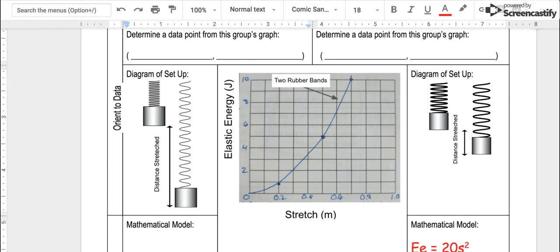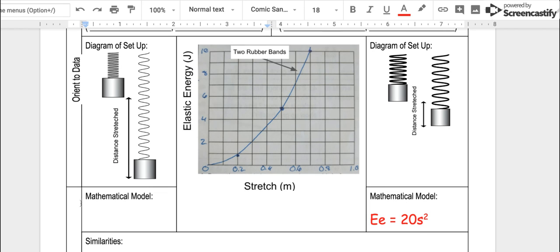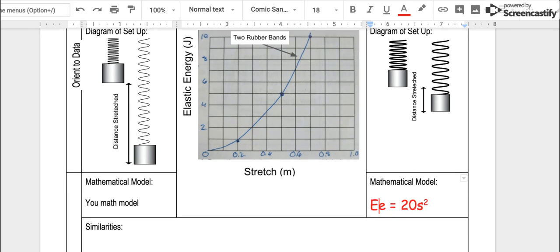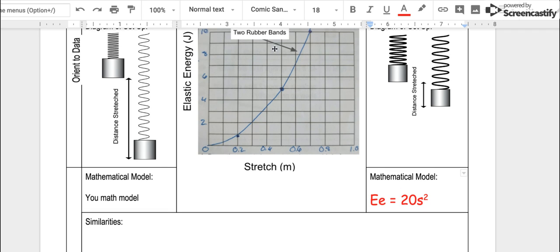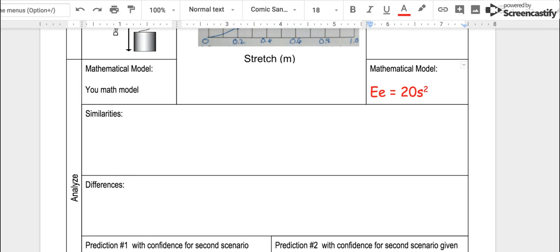All right, good. So after you pause those, you're going to be looking down at the mathematical model. In this space here, you should add your mathematical model. So make sure you do that. This is the mathematical model that we found for the elastic energy of 2 rubber bands. So your next step is you are going to look at similarities and differences between the setups, between the graphs, and between the mathematical models. So go ahead and pause this for right now and hit your similarities and differences.